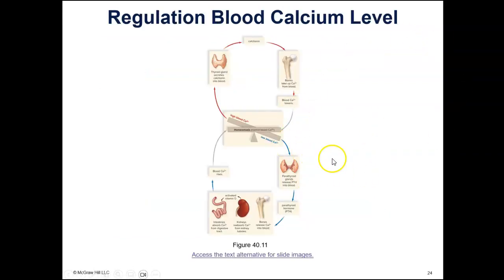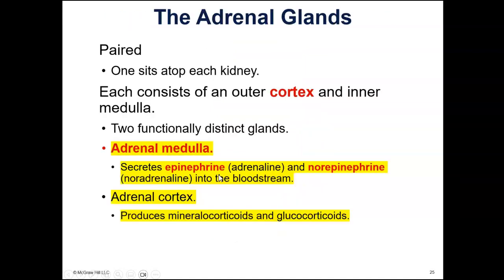And this is an image illustration of how the parathyroid hormone and calcitonin from the thyroid are used to regulate your blood calcium levels. So just remember that calcitonin from the thyroid will lower your blood calcium, and then parathyroid hormone from the parathyroid glands will raise your blood calcium levels.